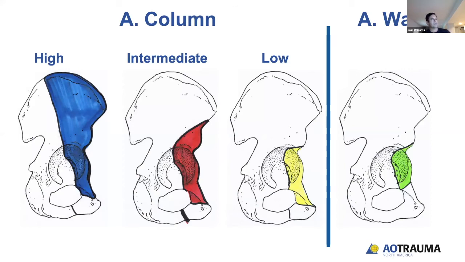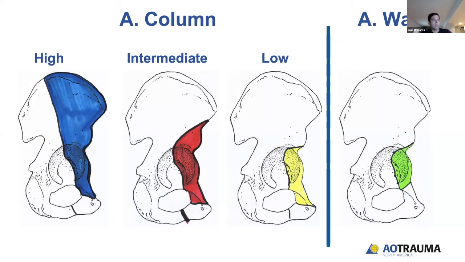Anterior column fractures can be further subdivided into high, intermediate, and low. And that distinction is based upon where the cranial extent of the fracture exits. So high fractures exit along the wing or the crest, posterior to the ASIS. Intermediate fractures exit between the superior spine and the inferior spine. Low and very low fractures exit below the inferior spine. And at a glance, it looks very similar to the anterior wall fracture, which is over on the right.